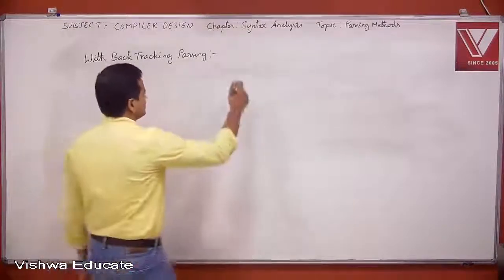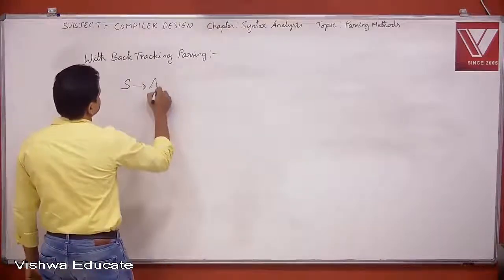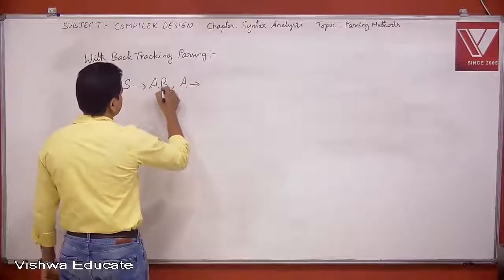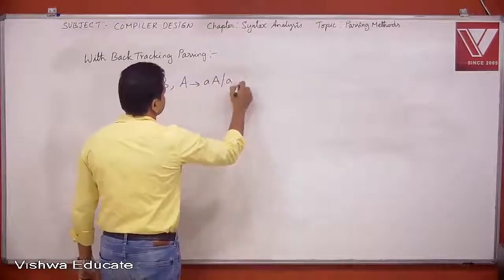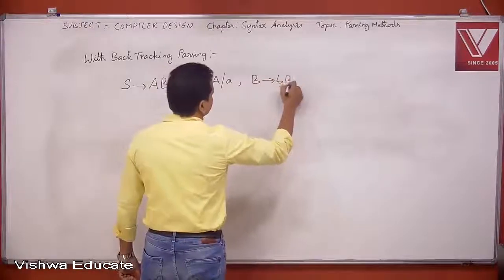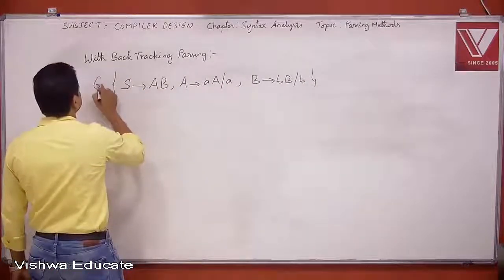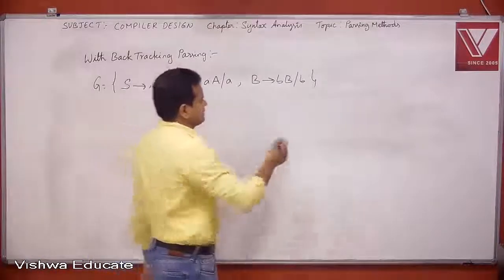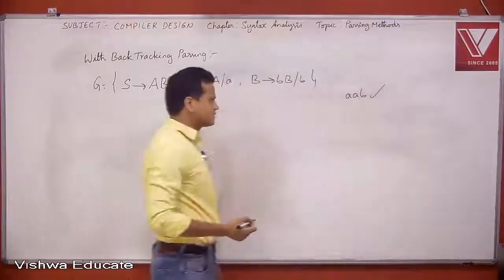Okay, so for example, I'll take a small grammar: S derives AB. Whatever we have seen earlier, the same grammar here also I'm taking. A derives AA or A, B derives BB or B. Let this be the grammar. From this grammar we can derive the string AAB. Already we have seen this is a valid string.